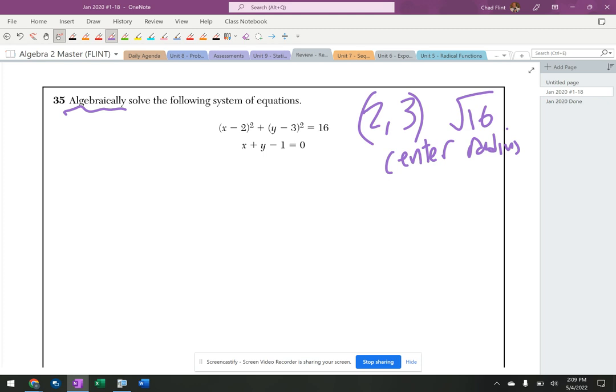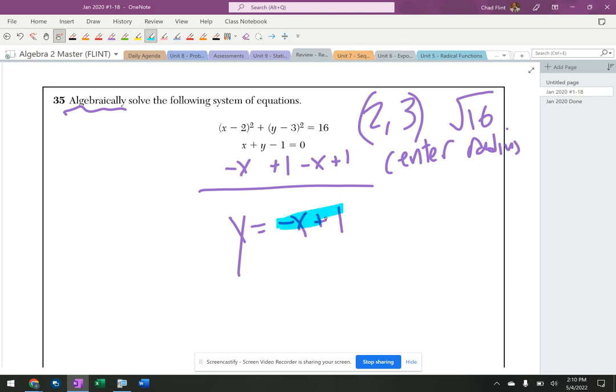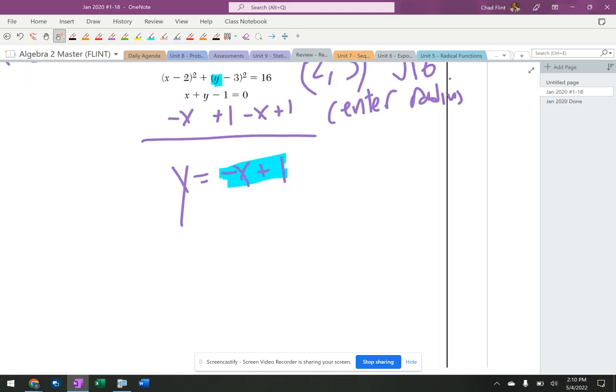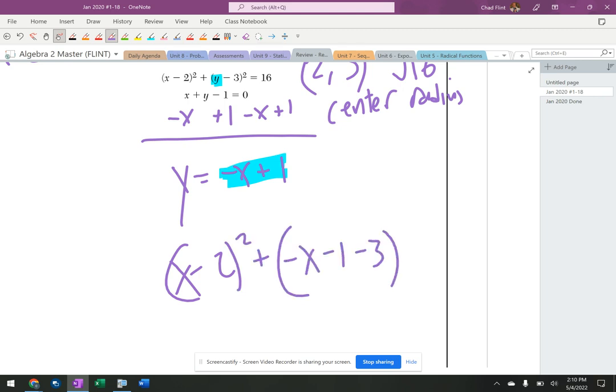It says algebraically. To do this algebraically, the best way is to solve the second equation, the line equation, for x or y. I'm going to solve it for y by moving these things over here, so I get y equals negative x plus 1. I also could plug in numbers and try to figure it out that way. Then I'm going to replace the y up here with that, so I get x minus 2 squared plus negative x minus 1 minus 3 squared equals 16.